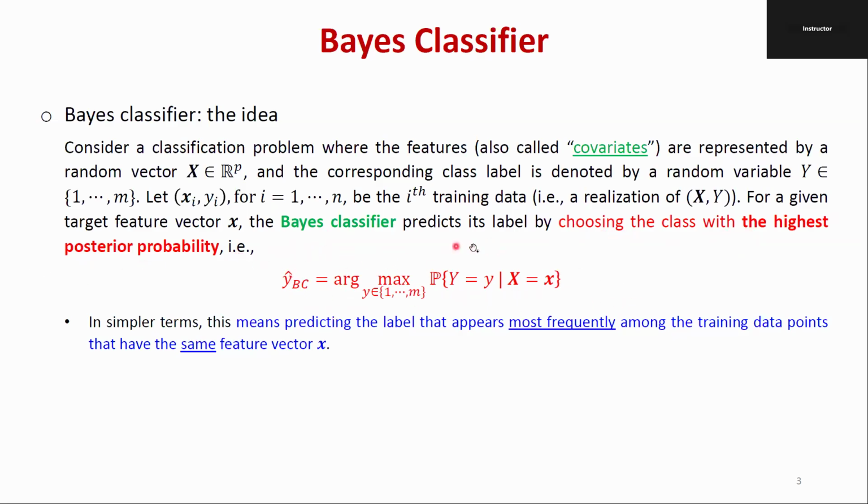In other words, if you compare KNN versus this, the only difference is that the Bayes classifier works in the probability space instead of just the distance space. And later we'll see it is quite similar to KNN in meaning. We will see more details about it. Here's one point I want to mention. In simpler terms, this means predicting the label that appears most frequently among the training data points that have exactly the same feature vector x.